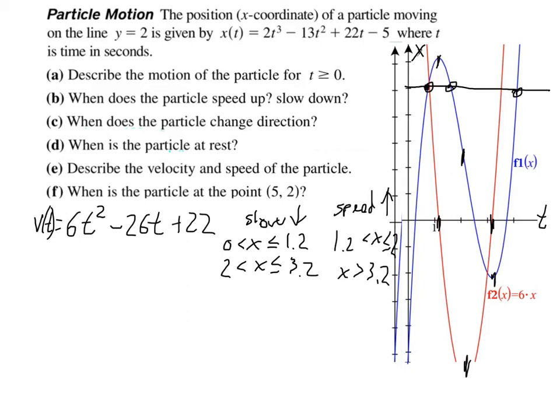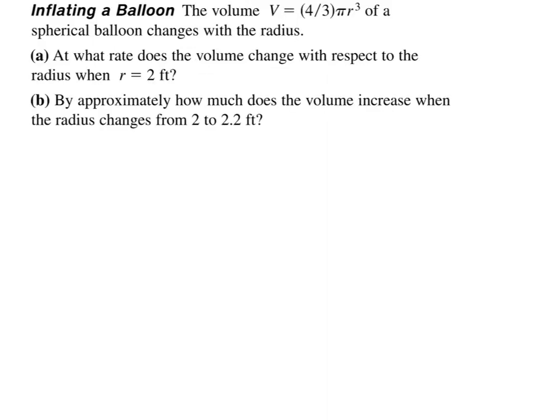Okay, so that's kind of our first look at particle motion. You can see how much easier it is to think about motion when you break it down from position to velocity. So let's look at a different rate of change. Let's just look at a volume and how it changes in terms of its radius.